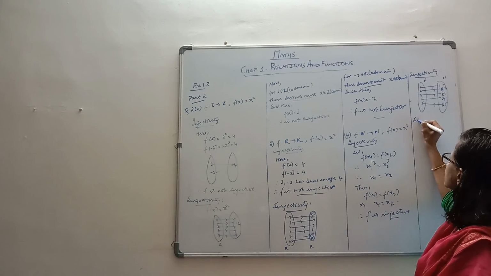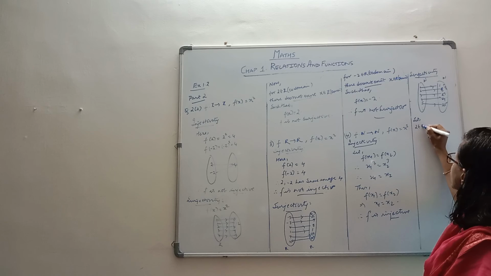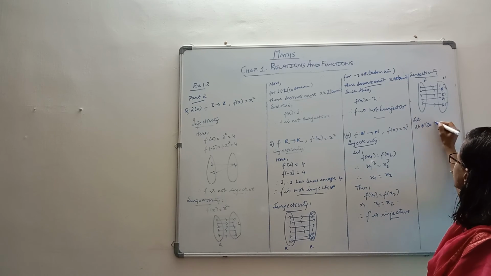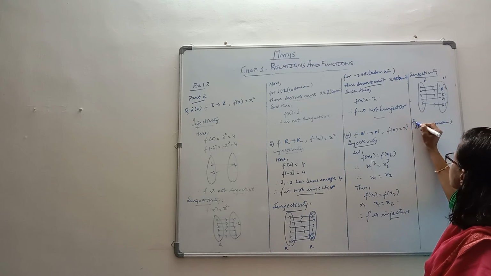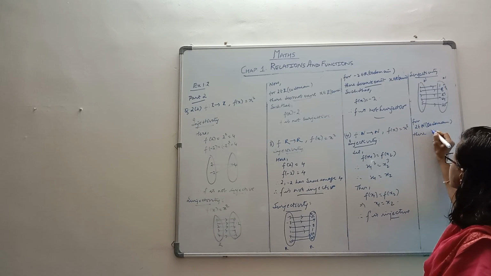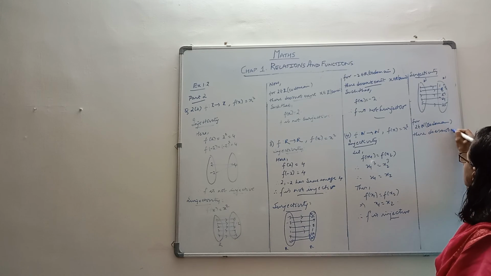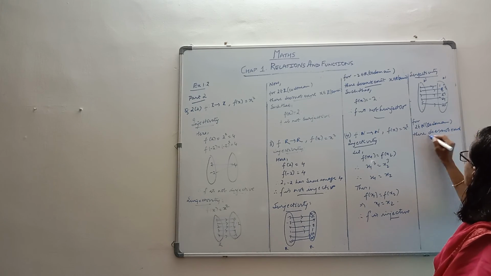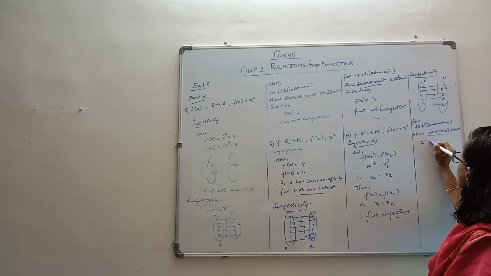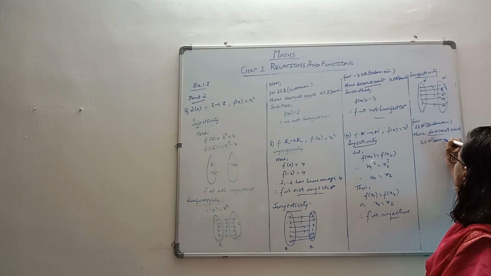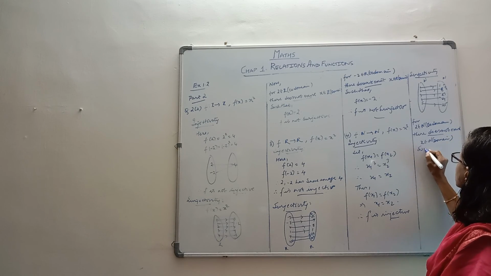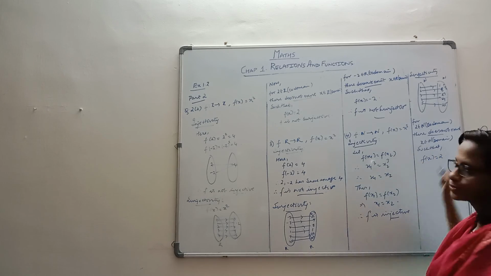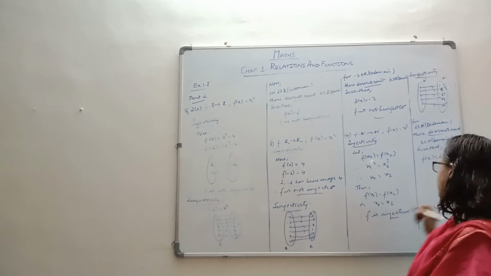So take 2 belonging to natural numbers, that is the codomain. There does not exist x belonging to natural numbers, domain, such that f of x is 2, right? So that's about it, and that is why f is not surjective.